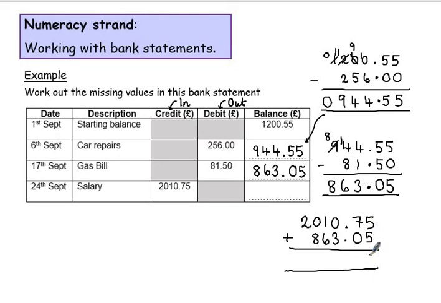So 5 add 5 is 10, 0, carry that 1, 7 and the 1 is 8, points down, 0 and 3 is 3, 1 add 6 is 7, 0 add 8 is 8, and 2 add nothing is 2. So the final balance is £2,873 and 80 pence.